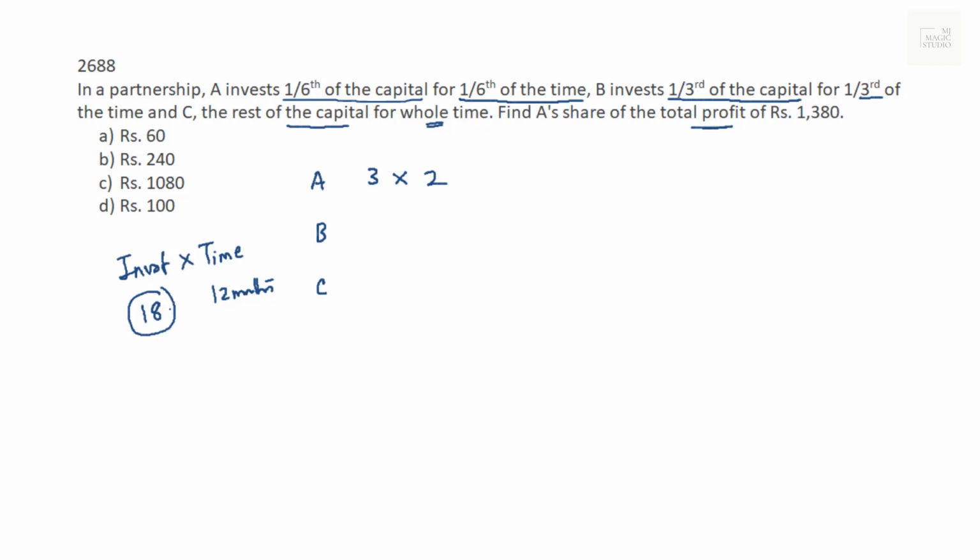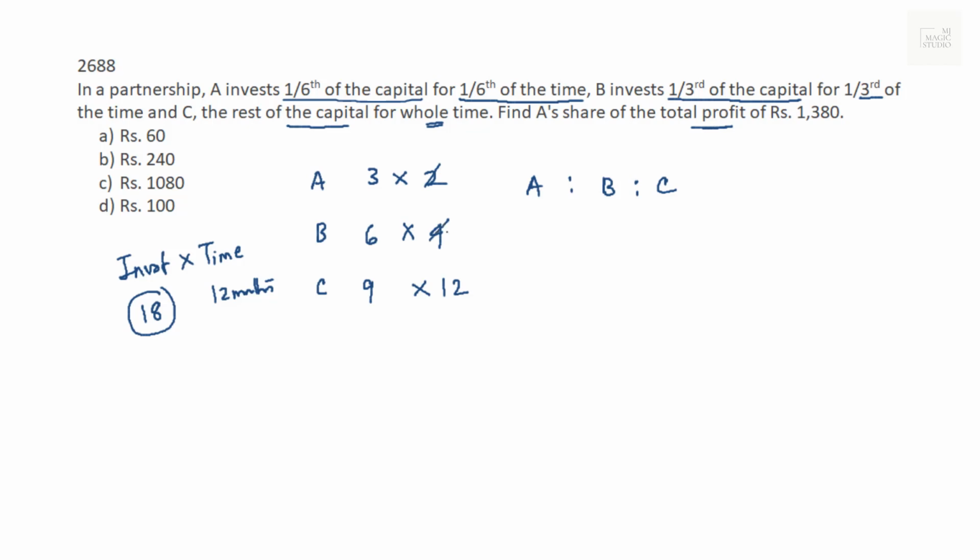B invests 1/3 of the capital, 18 by 3 is 6, for 1/3 of the time, which would be 4 months. And C, the rest of the capital, 3 plus 6 is 9, for the whole time, that means 12 months. That means the ratio in which profits will be divided among A, B, C is 3 into 2, 6 into 4 is to 9 into 12.